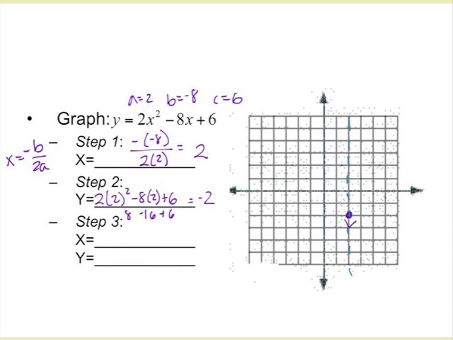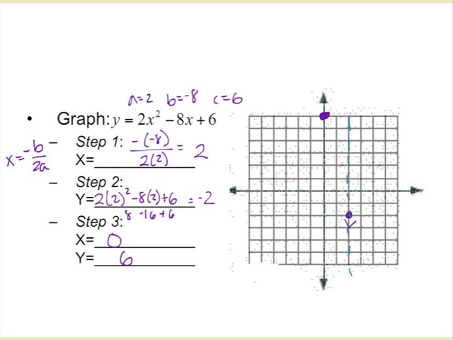Then I have to pick some other number for x. Any number I want as long as it's not the number we already used for x. So we already used 2, we can't use 2 again, but otherwise you can use anything you want. So I'm going to plug in a 0. And the nice thing about plugging in a 0 is you just always get that very last c value, because everything else becomes zeros. So I get a point at 0, 6 that I can plot.